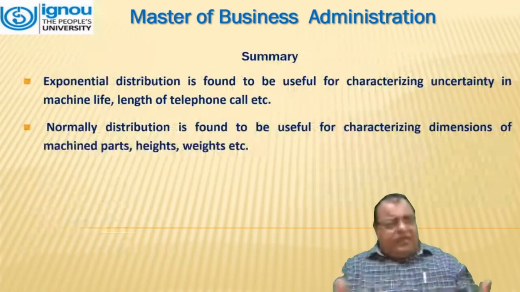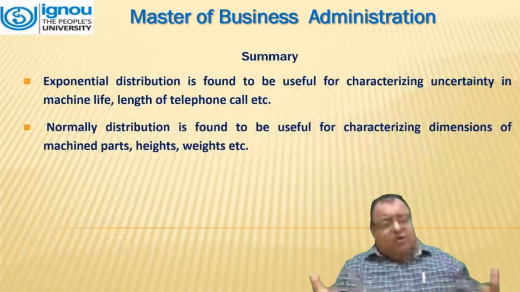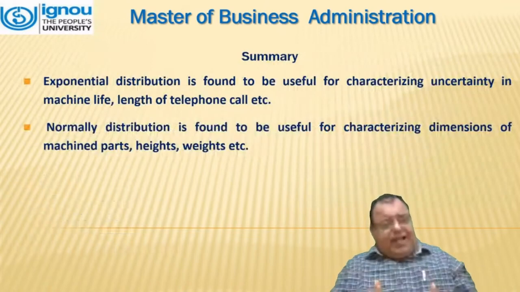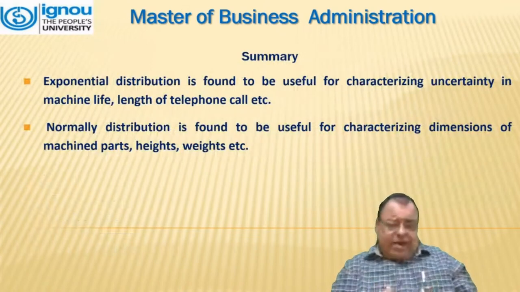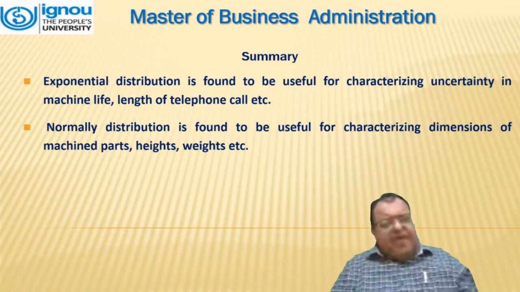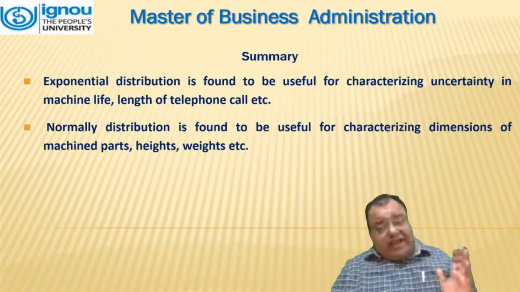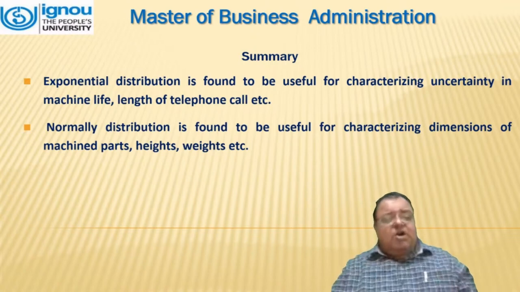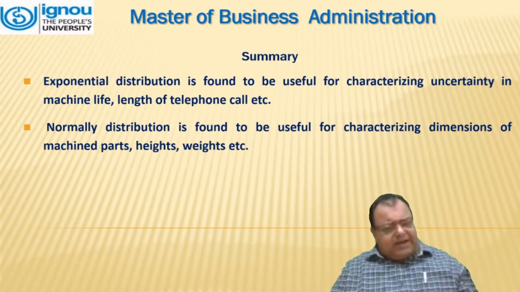Now what we have understood or what we have calculated, exponential distribution is found to be useful for characterizing uncertainty in machine life, length of telephone calls, etc. And normal distribution is found to be useful for characterizing dimensions of machine parts, heights, weights, etc.